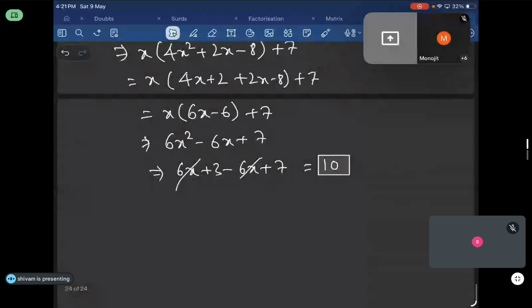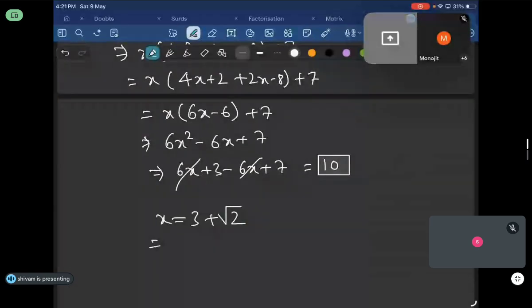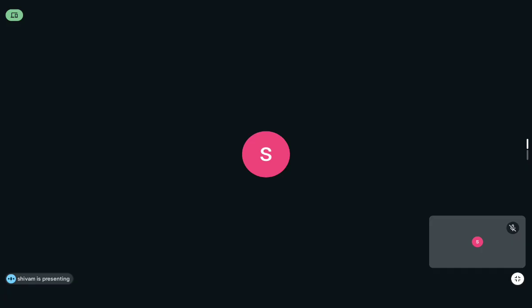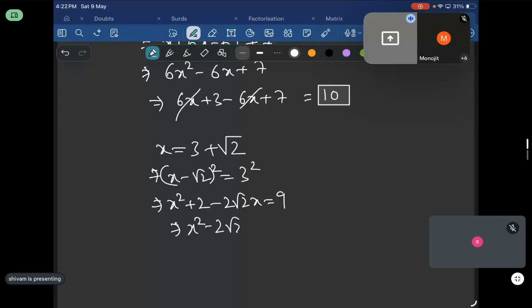So let us form: x minus 3 whole square is equal to root 2 square. Oh, wait a minute. x minus root 2 whole square is equal to 3 square. What are we getting? x square plus 2 minus 2 root 2 x is equal to 9. This implies x square minus 2 root 2 x minus 7 equal to 0. Okay, this is one quadratic. Next, what was the polynomial? This is the polynomial.